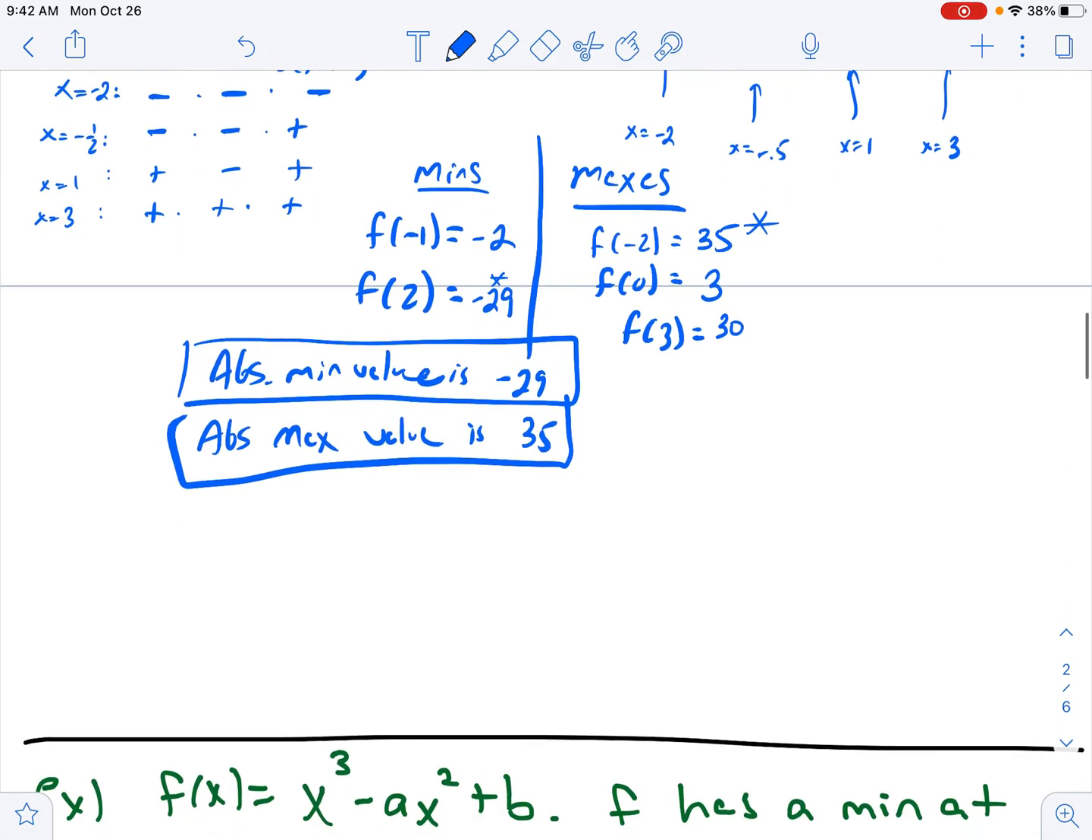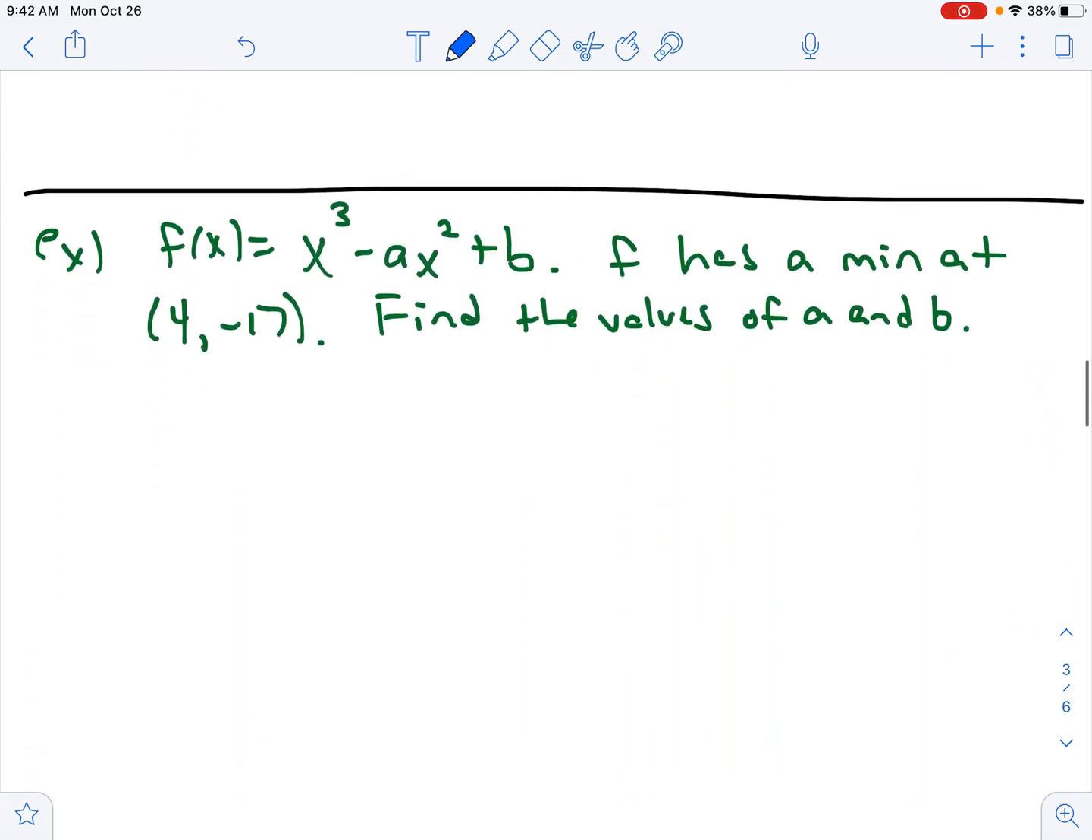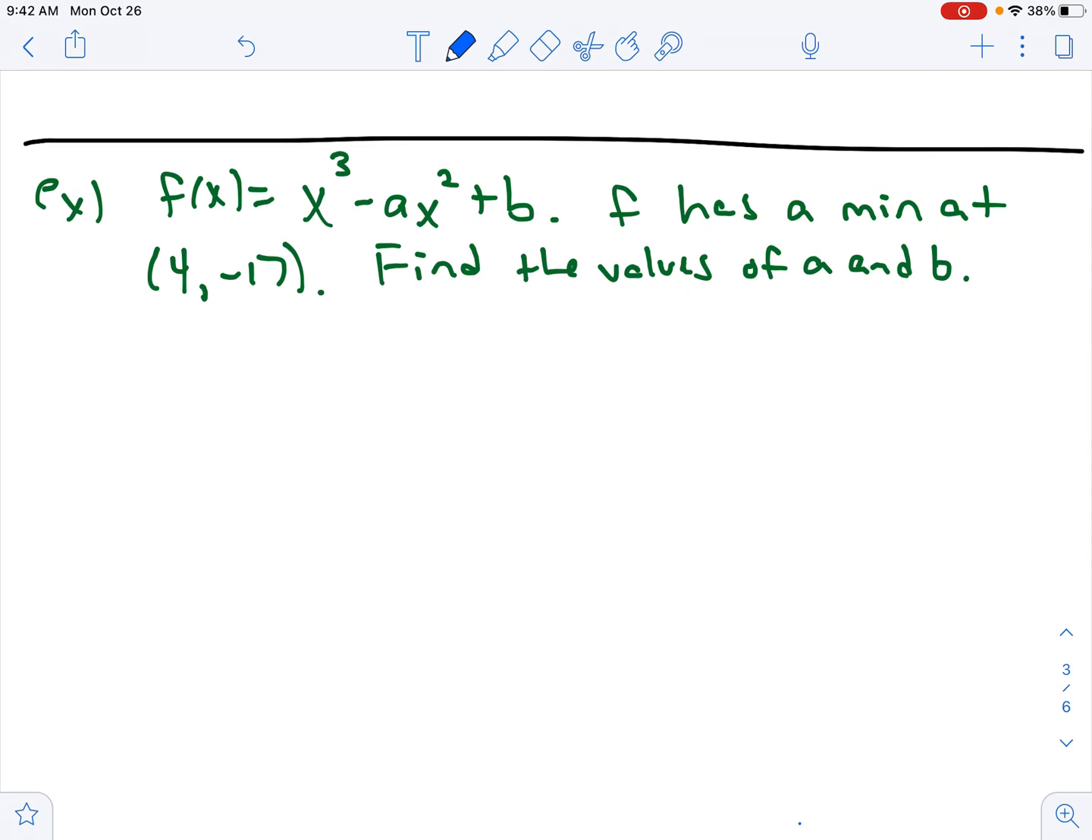Okay, so again, the point of this is to watch the endpoints of the interval, okay? Here's another example. F of x is x cubed minus ax squared plus b. F has a min at the point 4, -17. Find the values of a and b.